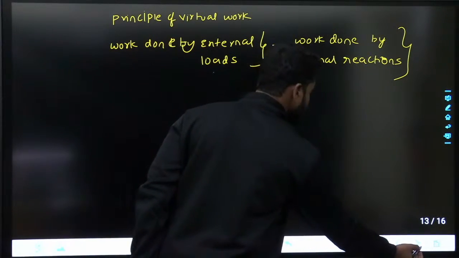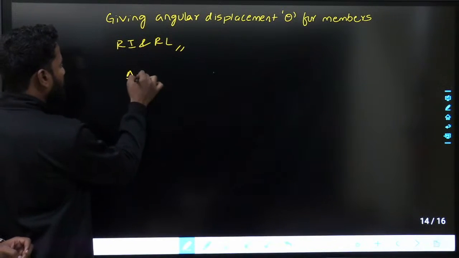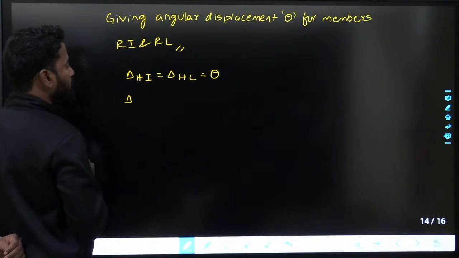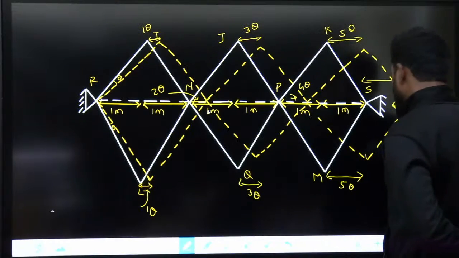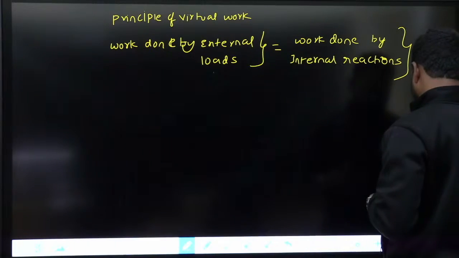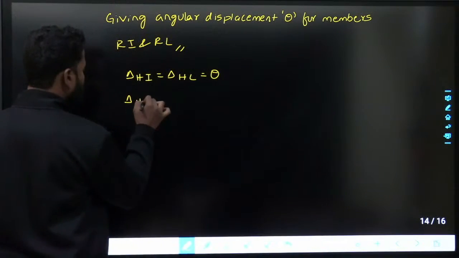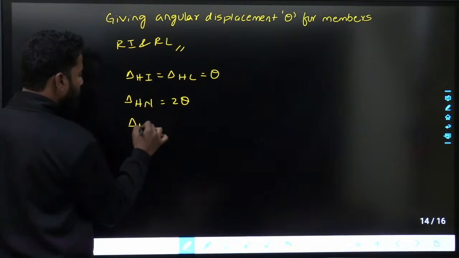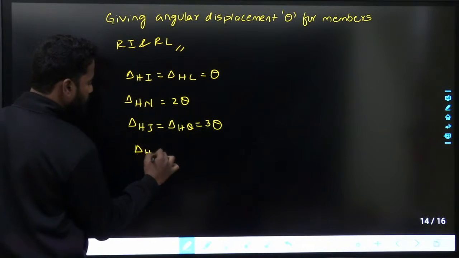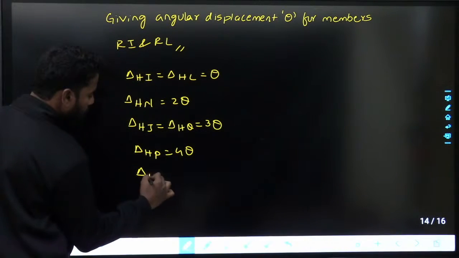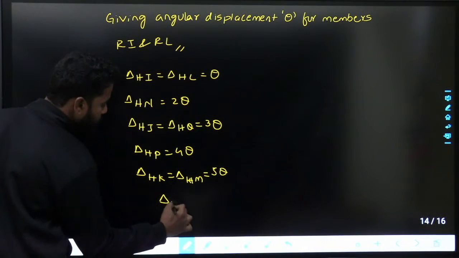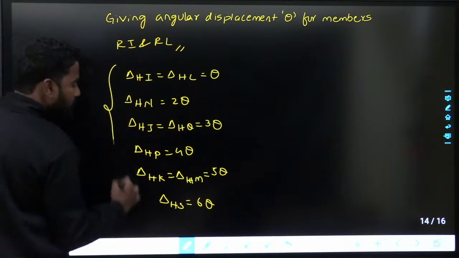So if I try to write, delta HI equals delta HL equals theta, delta HN equals 2 theta, delta HJ equals delta HQ equals 3 theta, delta HP equals 4 theta, delta HK equals delta HM equals 5 theta, delta HS would equal 6 theta. So these are the displacements.